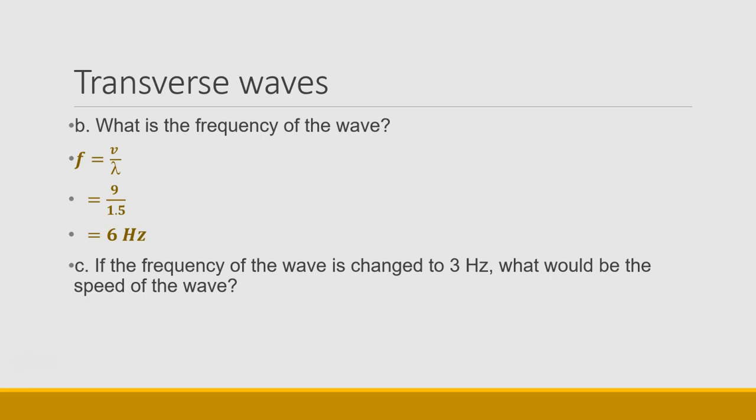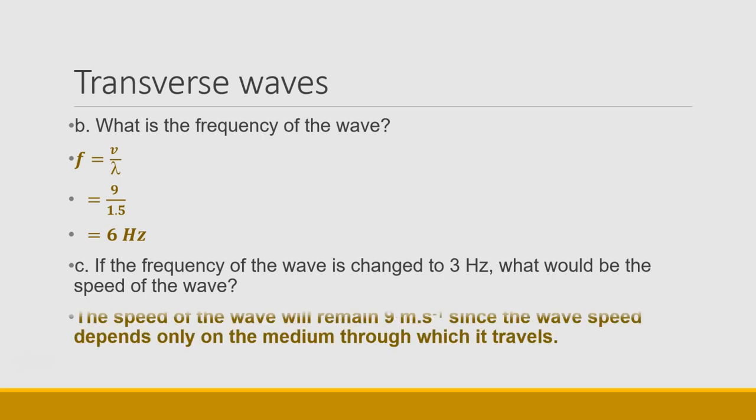If the frequency of the wave is changed to 3 hertz, what would be the speed of the wave? Now this is a bit of a trick question. Remember that we learned that the speed of the wave depends only on the medium through which the disturbance travels. We have not changed the medium. Therefore, the speed of the wave will remain 9 meters per second because the medium remains the same.